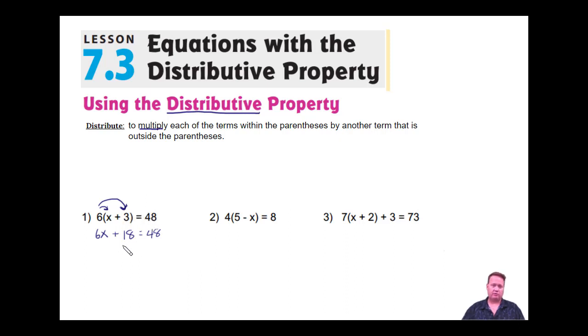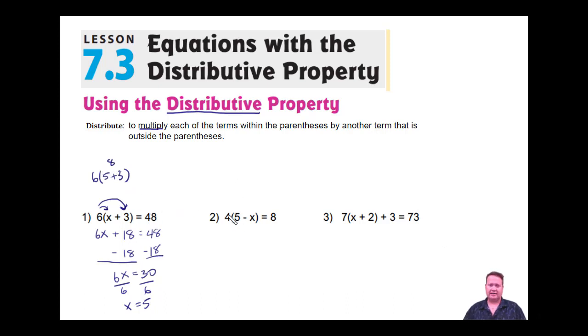And now we just have a two-step equation that we can solve. We just do the add, subtract step first, and that's going to give us 6x equals 30, and then we divide by 6. And that's going to give us our solution, x equals 5. And remember that the solution is the value that makes it true. And if I came back into this original equation, and instead of an x, I had 6 times 5 plus 3, well, 5 plus 3 is 8, and 6 times 8 is 48, and that would make it true.